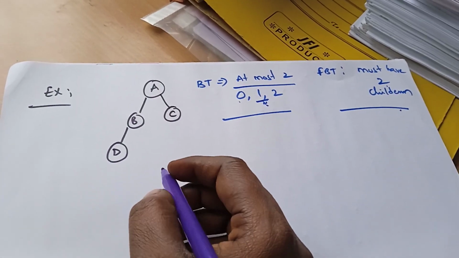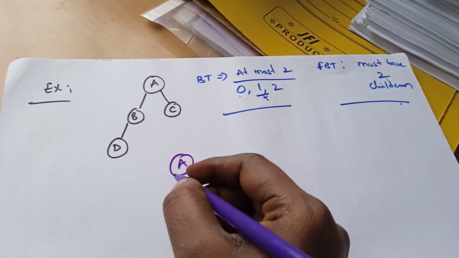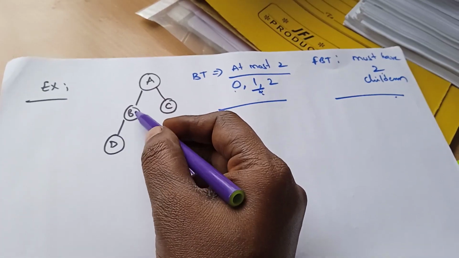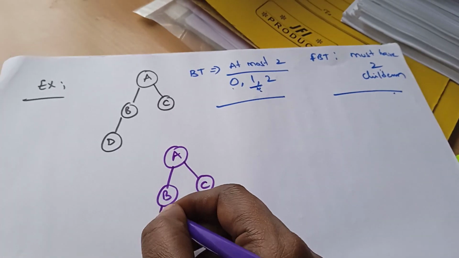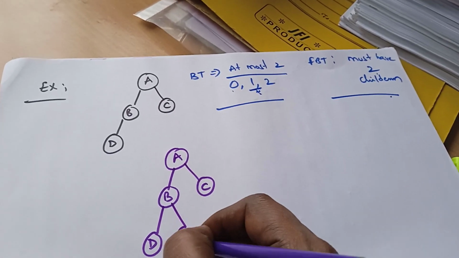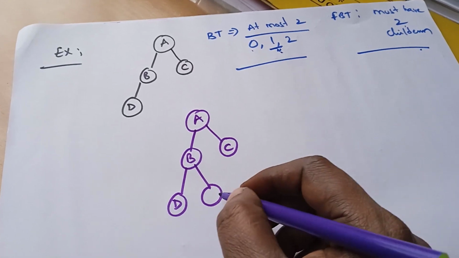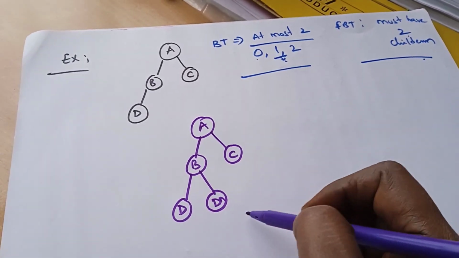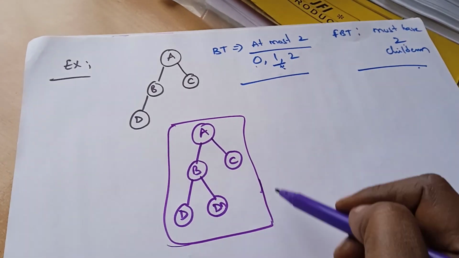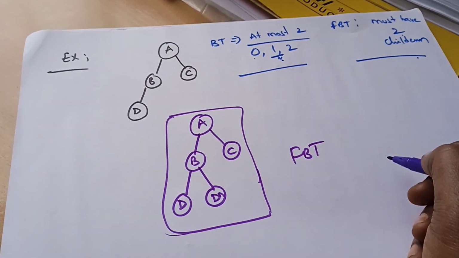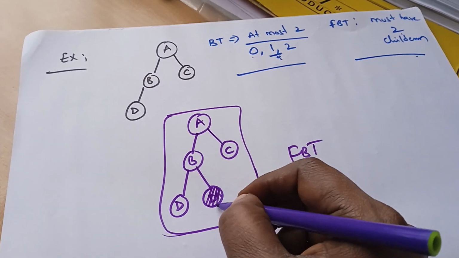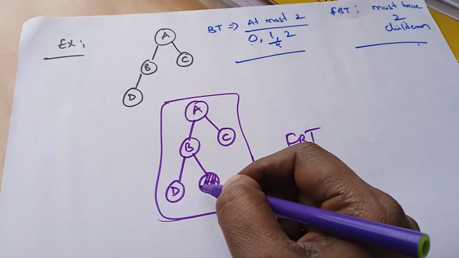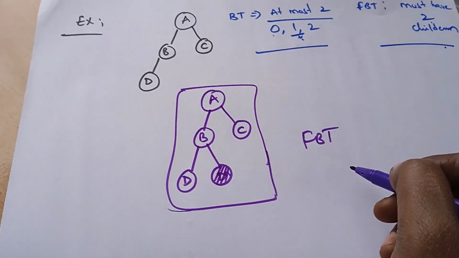Now look at this, A, B, C. As B is having only one child, which is D, I am putting a dummy node. This is my dummy node, Dn. Okay. Now see this tree. Now it is looking like a fully binary tree. So this is your extended binary tree. I am marking this, I am not striking it off. I am marking this as a dummy node for your reference.